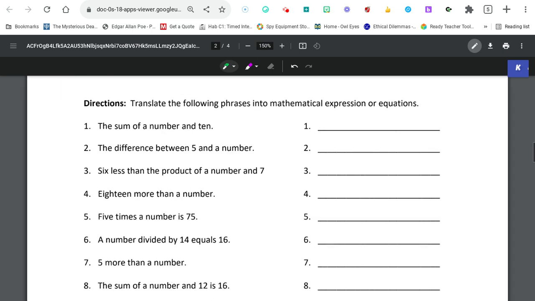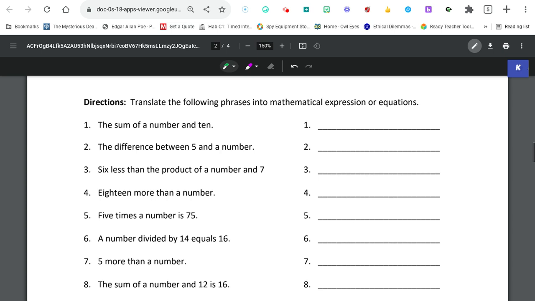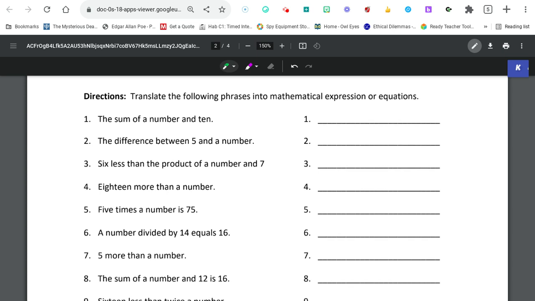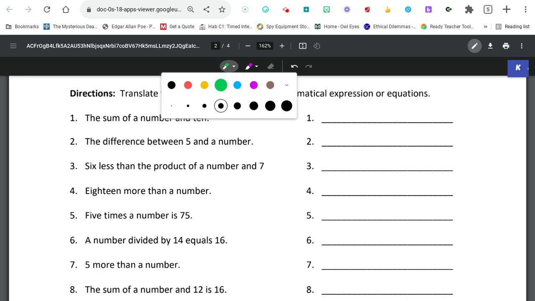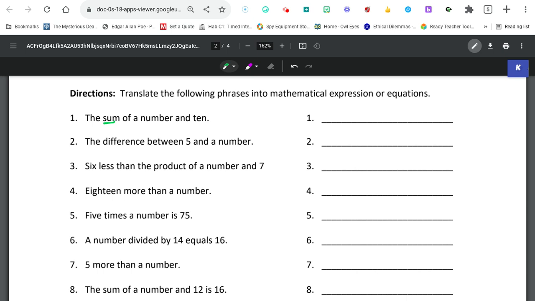All right, let's go ahead and take a look. I'm going to pause the video first. All right, let's take a look at 1. This is what you should have gotten. Sum means we're going to add. A number is x. There's no turnaround phrase. So I'm just going to add a number and 10. So that's x plus 10. You add what? Add x and 10. That's it. x plus 10.